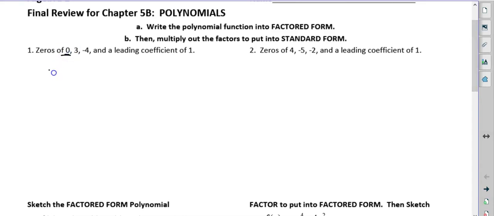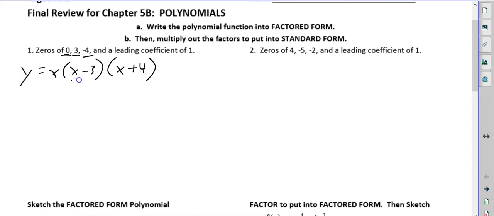Whenever we see a 0, that means we're just going to have an x. Okay? And remember, there's always an x minus form, so this 3 becomes x minus 3. And this negative 4 will become x minus negative 4, which is really x plus 4. All right? And that'll be equal to y.